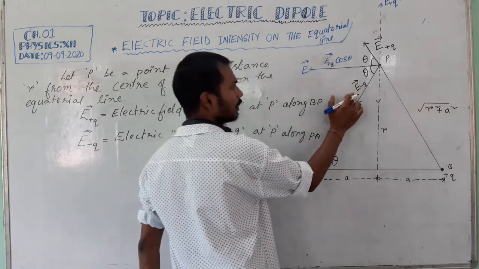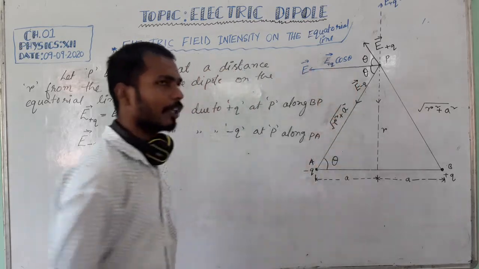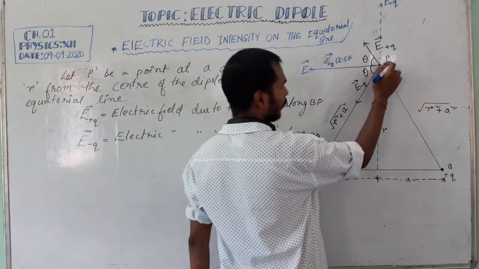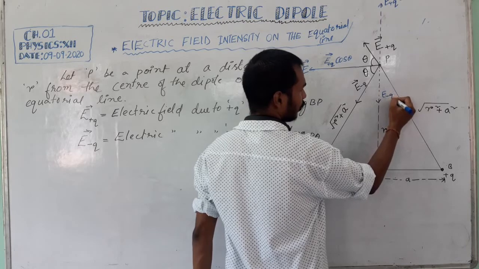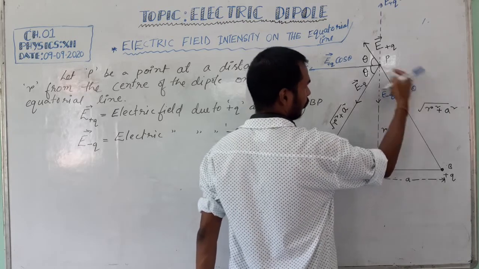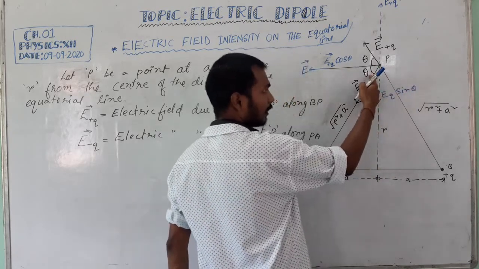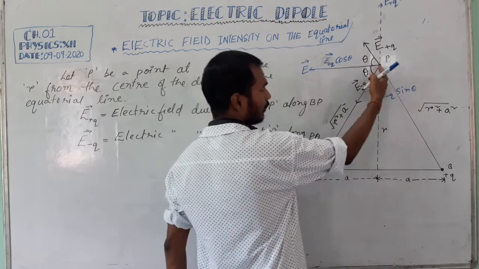Now similarly, resolve the electric field E minus Q into its rectangular components. One component is along this direction. This is called E minus Q sin theta, because this is perpendicular. If we are taking this as the angle, this is perpendicular and this is the base.